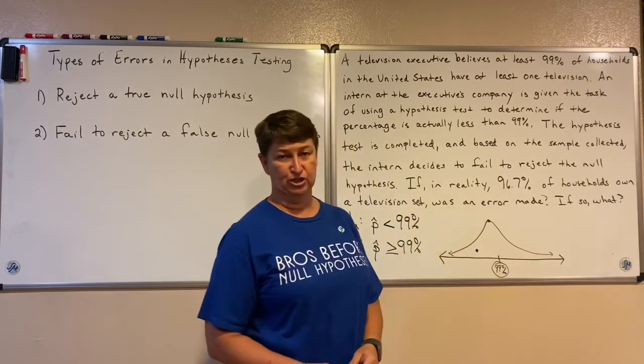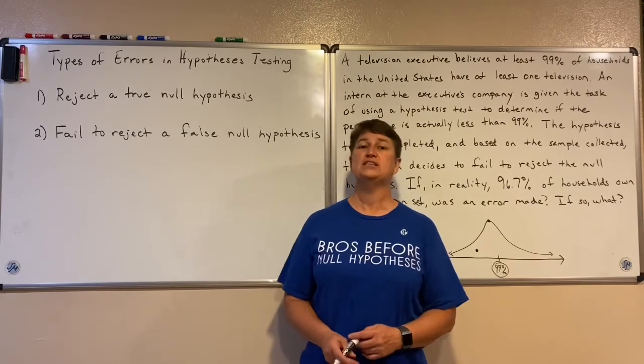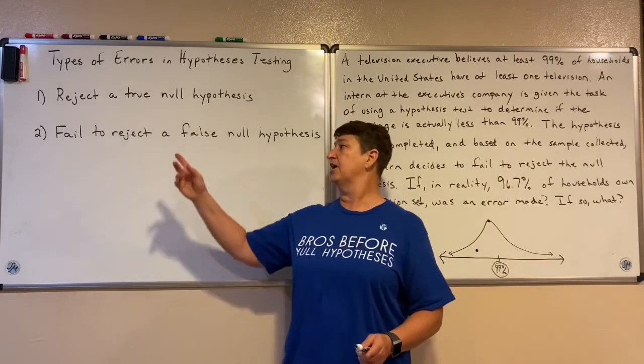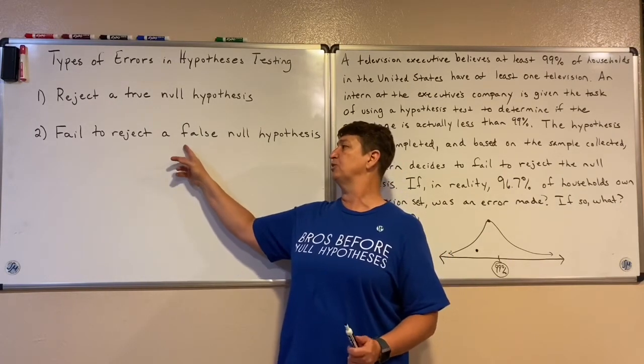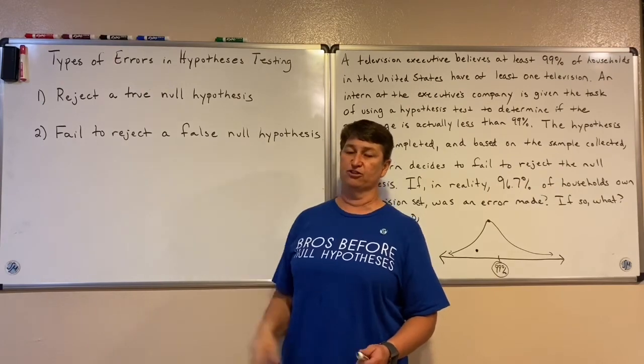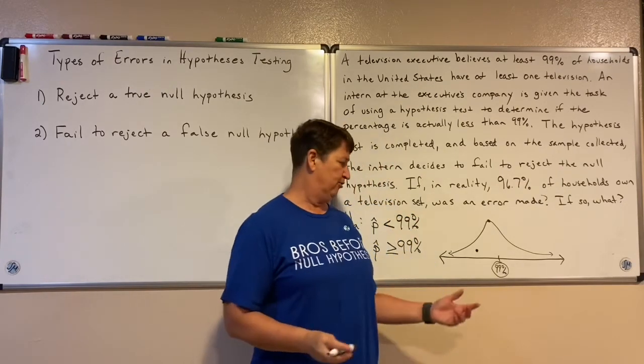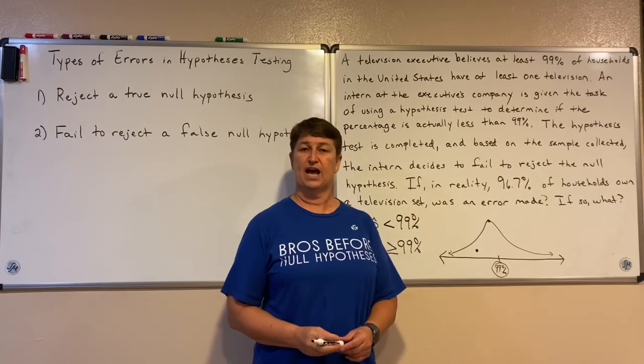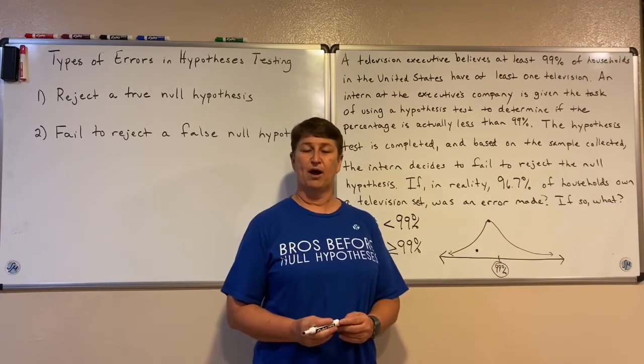We did not reject it. We failed to reject it. So he did make an error. And the error he made was he failed to reject a false null hypothesis. So he made a type 2 error there. He failed to reject that false null hypothesis.